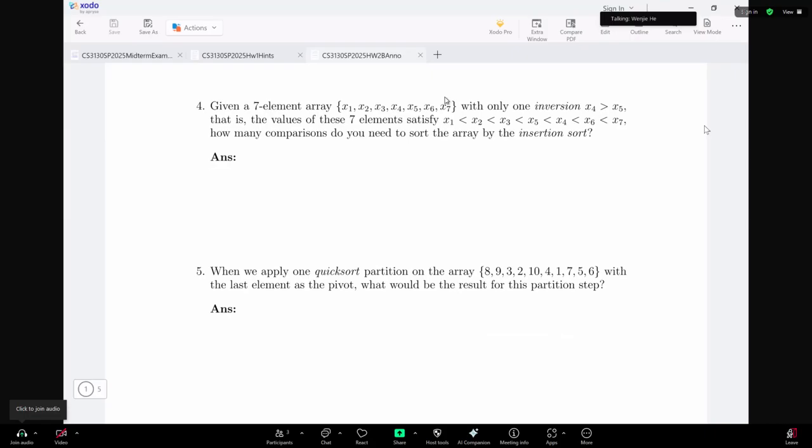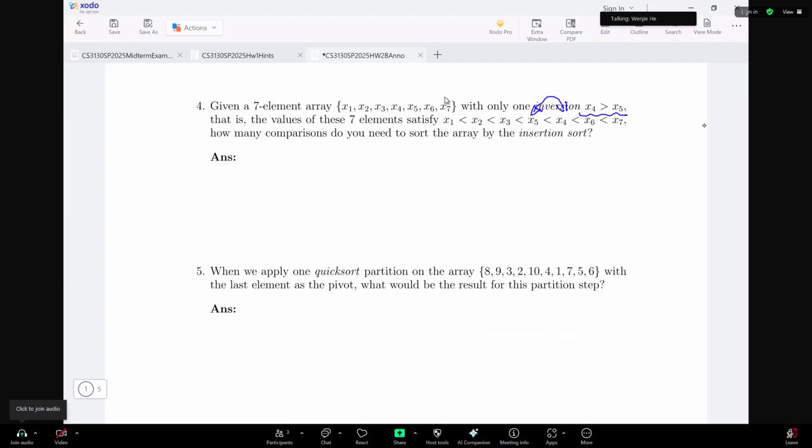A 7-element array with only one inversion. You know the meaning of inversion, right? I give you the specific order of these elements. If we swap F3, F4, and F5, then they're ordered, right? So with one swap, you get the whole array ordered.